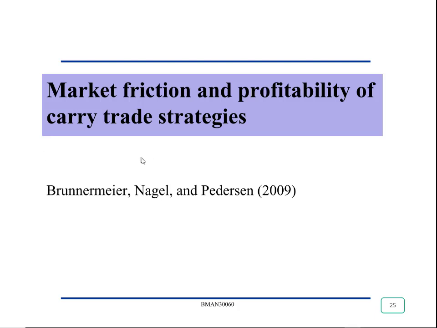Some academic research claims that we don't need a risk premium to understand the profitability of carry trade strategy. These authors wrote a paper using market frictions to understand the profitability without using a risk premium at all. In fact, they assume investors are risk neutral, and they show that even in that case, we can generate profitability of carry trade strategy. Let's talk about this in the next slide.